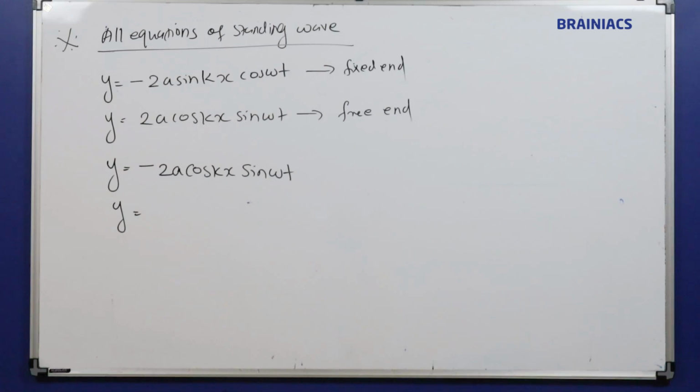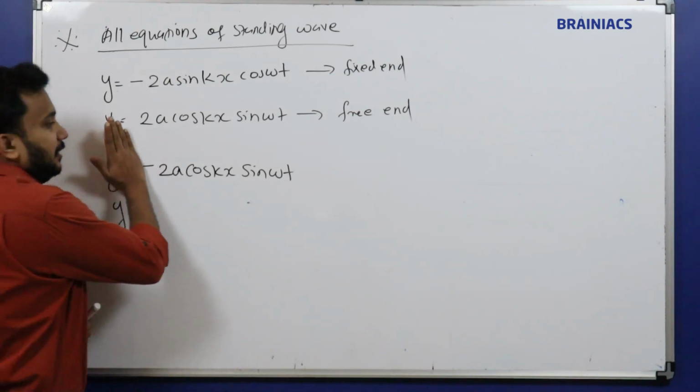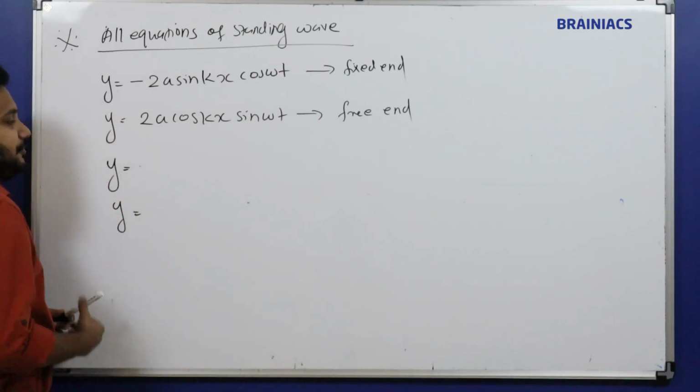2a cos kx. Okay, so the first two are called the fixed end reflection. First two are fixed end reflections, and then the free end reflections come. In these, cos and sin are interchangeable, which means you can change the plus and minus signs, because it is a fixed end or a free end.